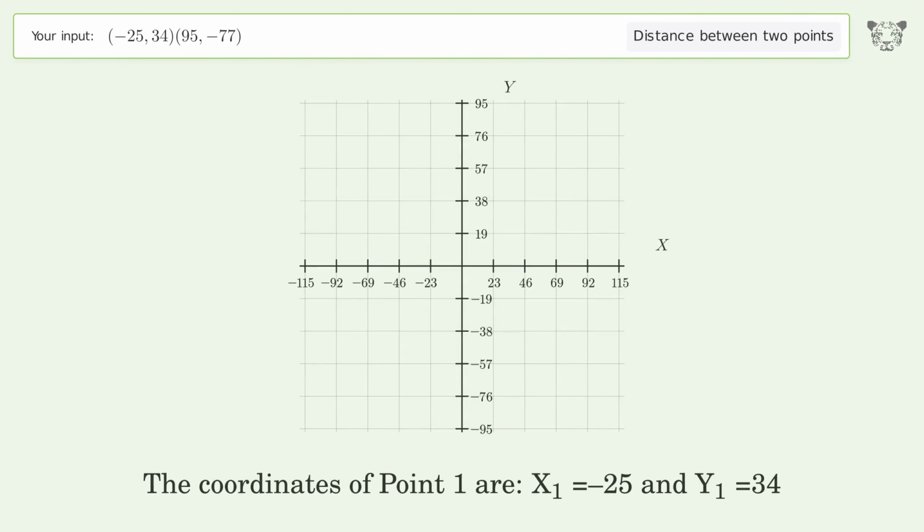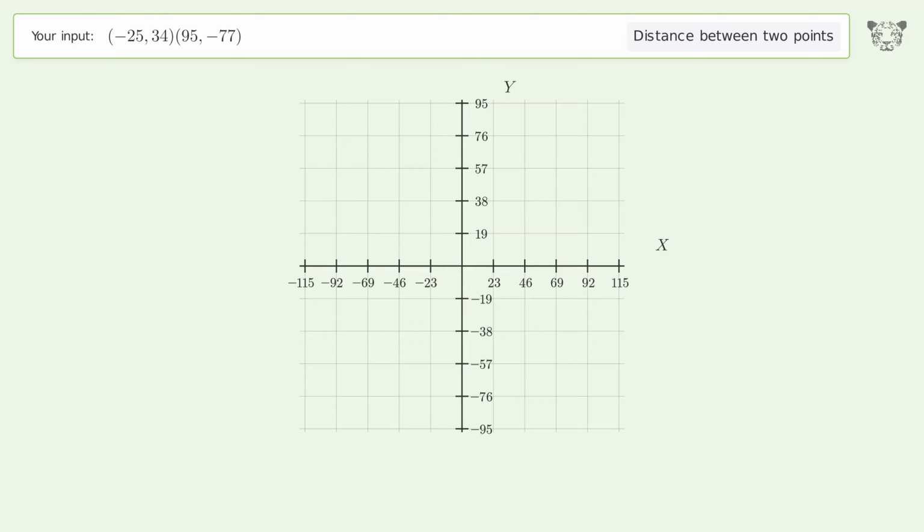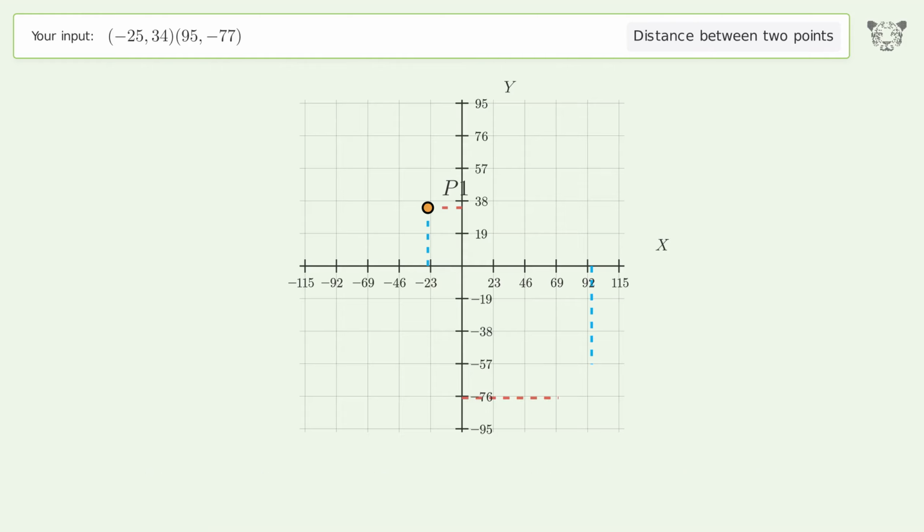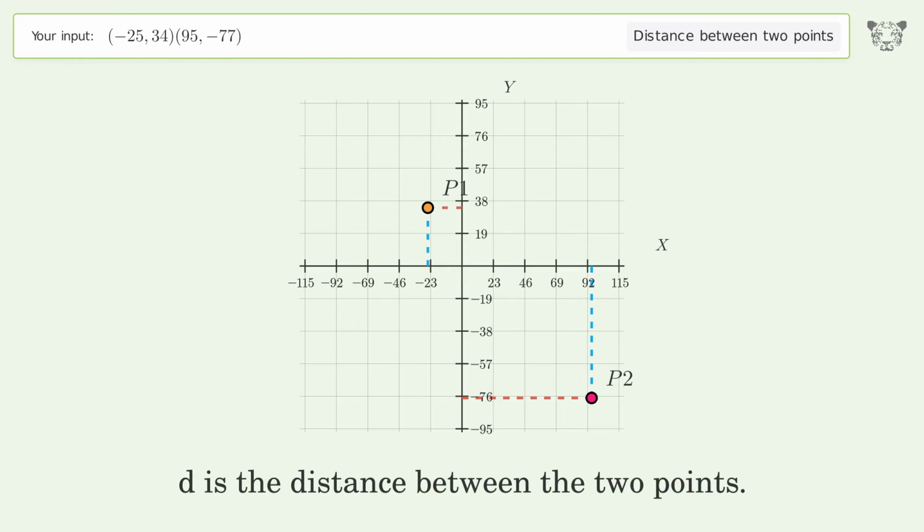The coordinates of point 1 are x1 equals -25 and y1 equals 34. The coordinates of point 2 are x2 equals 95 and y2 equals -77. D is the distance between the 2 points.